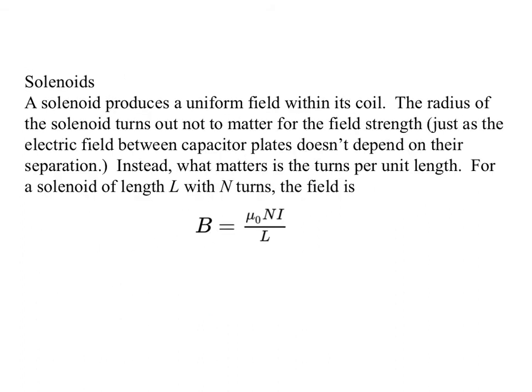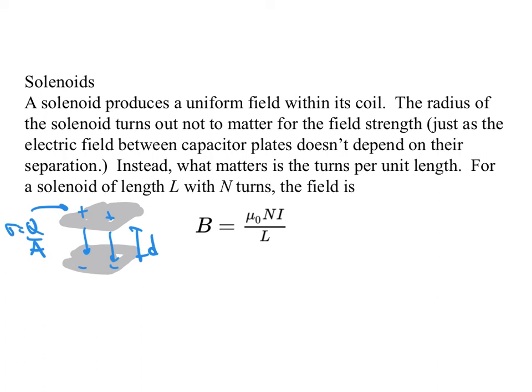And then the solenoid, again, our third of the things we talk about. The solenoid produces a uniform field within the coil-ish, if the solenoid is infinitely large and infinitely long. The radius of the solenoid turns out not to matter because the field strength is constant, the same way that the electric field between capacitor plates doesn't depend on their separation. You might remember back here that if we have two plates, the electric field from one to the other depended on the charge density, sigma, which was Q over the area, but did not depend on the displacement. It was the same everywhere, no matter how far apart the two plates were.